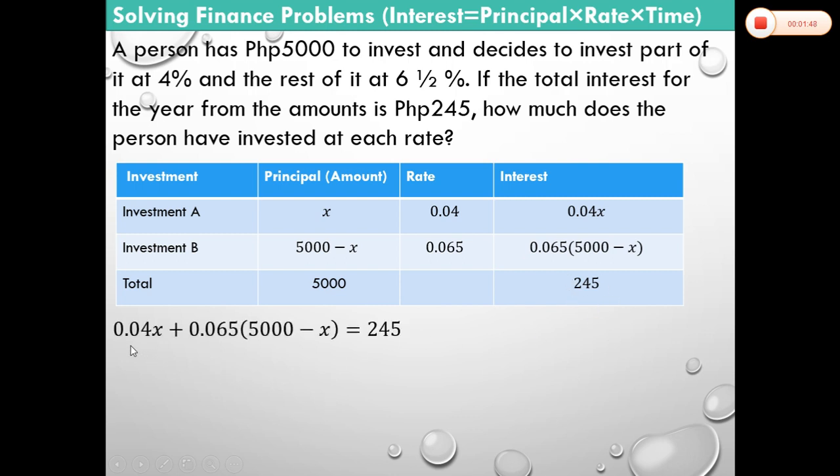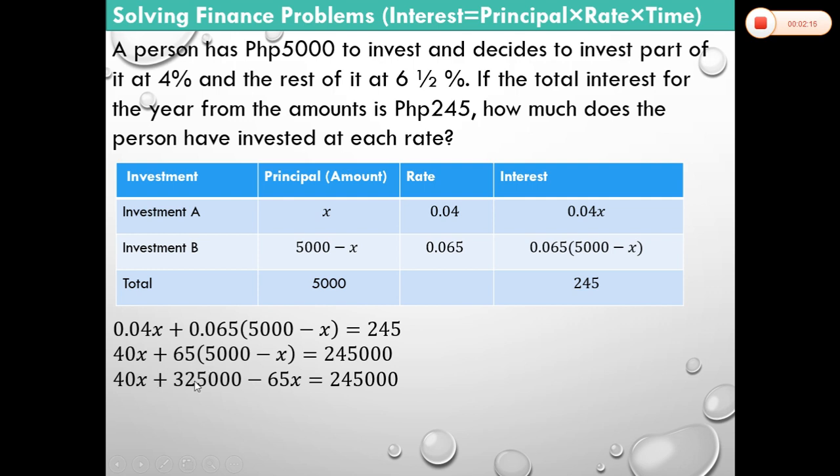So, 0.04x added to 0.065 multiplied by (5,000 minus x) is equal to 245. We multiply the whole equation by 1,000 to clear the decimal. So we have 40x added to 65 multiplied by (5,000 minus x) is equal to 245,000.